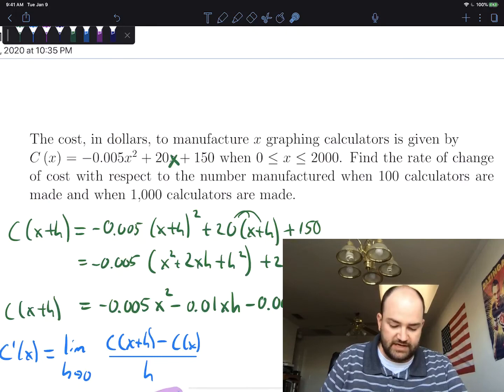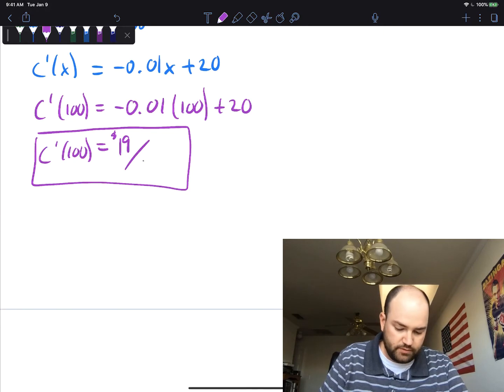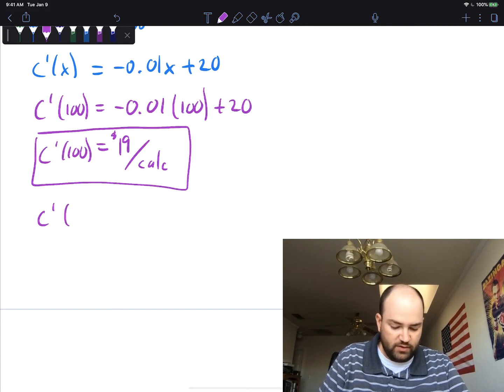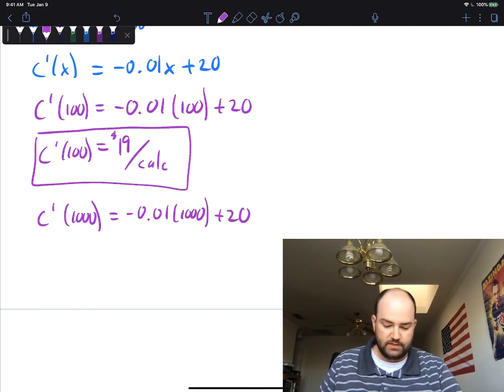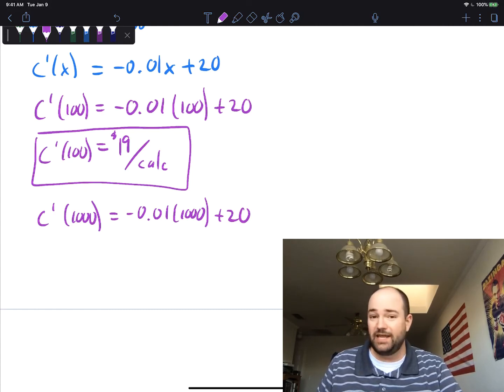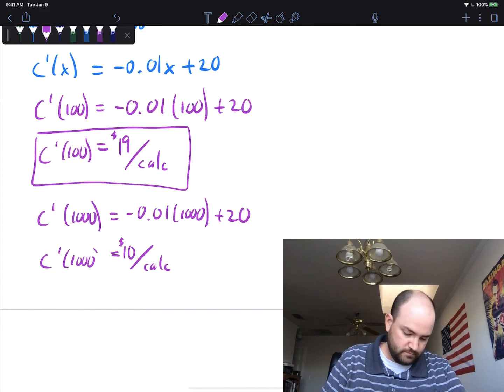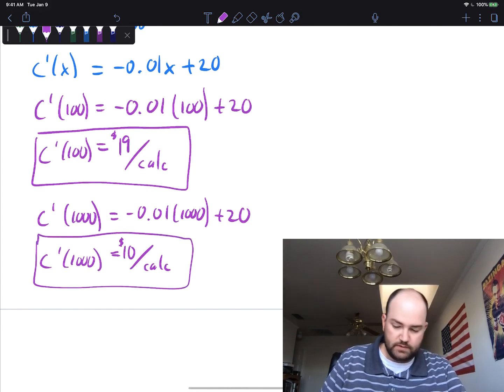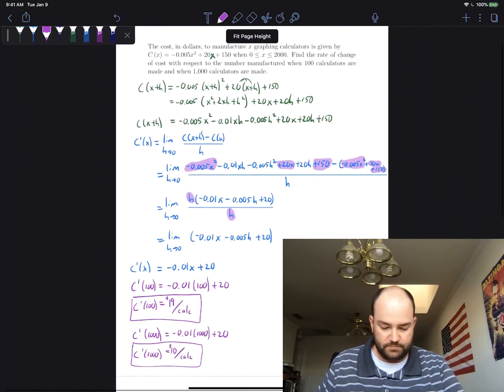C is the cost in dollars, and x is the number of calculators. So this would be dollars per calculator. Now the rate of change at 1,000 would be negative 0.01 times 1,000 plus 20. Negative 0.01 times 1,000 would be negative 10. Negative 10 plus 20 is 10, and then dollars per calculator. And there you go.